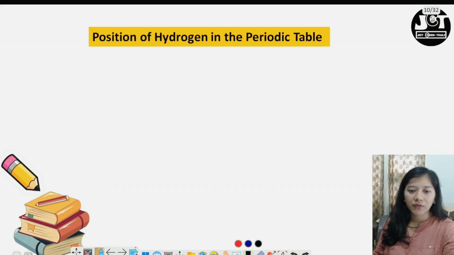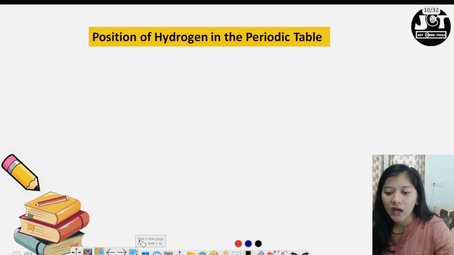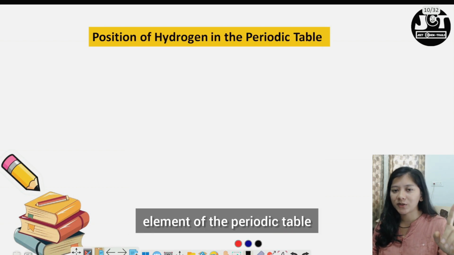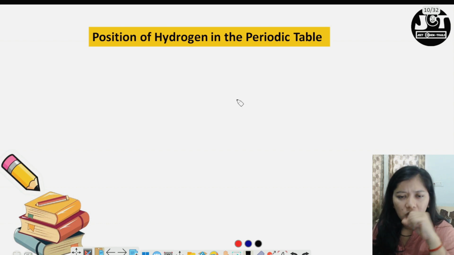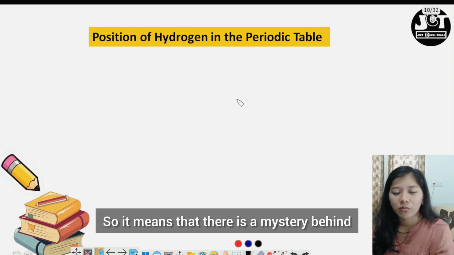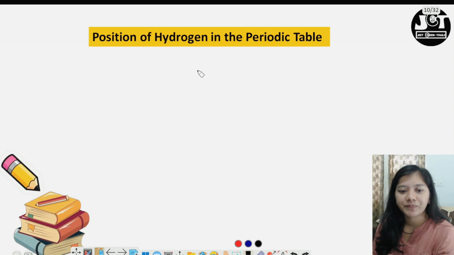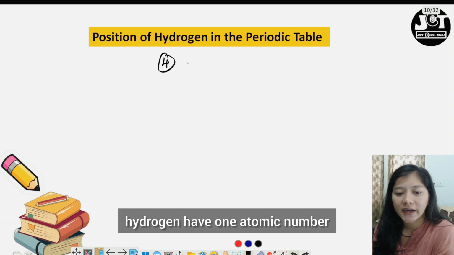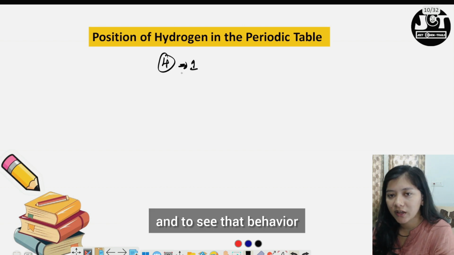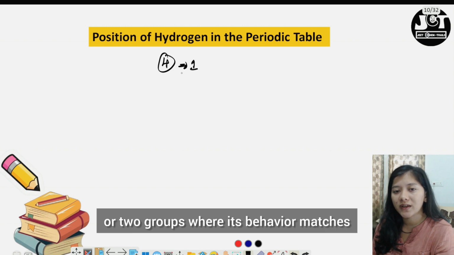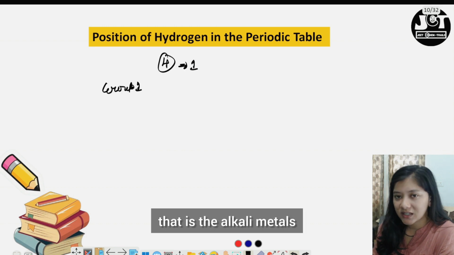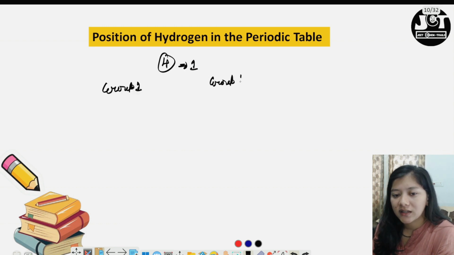Let's move on. We now have the position of hydrogen in the periodic table. This is very interesting: we have a very small element, the first element of the periodic table, and we want to know its position. Why are we not clear about its position, and why are we not talking about the other elements? It means there is a mystery behind hydrogen, right? Hydrogen has atomic number one, so it has one electron, and its behavior matches two groups: group number 1, the alkali metals, and group number 17, the halogens.